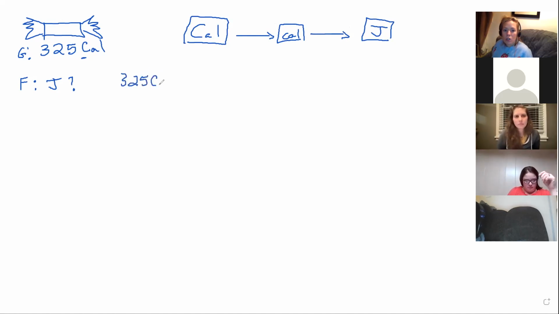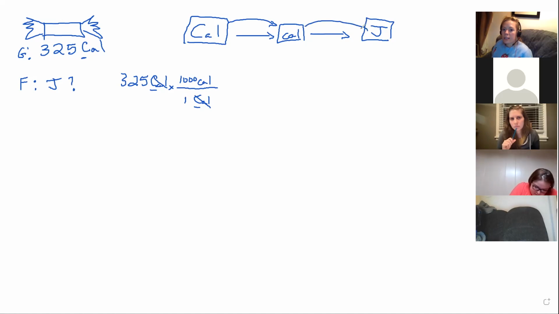Big C calorie, what do we have? 325 of those. So I'm going to chain my conversion factors together. If my big C calorie is on top, I'm going to put the big C calorie on the bottom and then the little C calorie on top. If you want, you can underline the big C calorie just to remind yourself that you're looking at something different. One big C calorie for every 1,000 little C calories. The big C calories will cancel and we'll be left with little C calories. So we took that first hop.